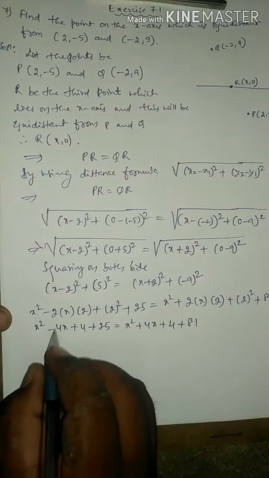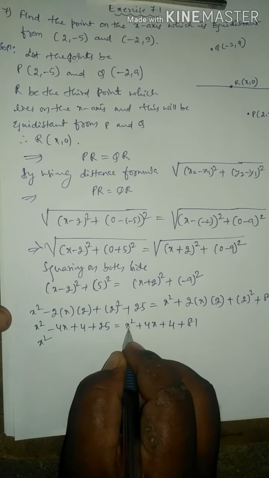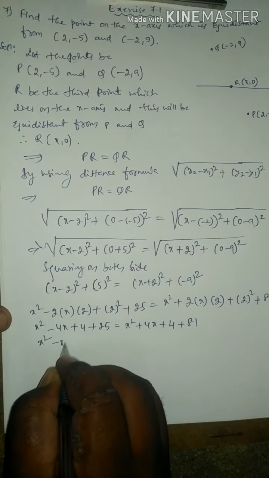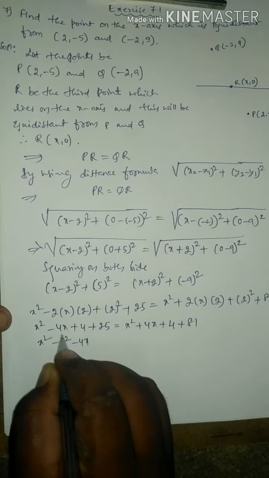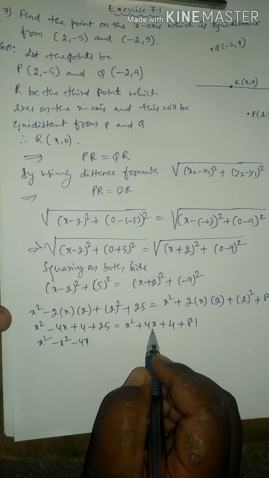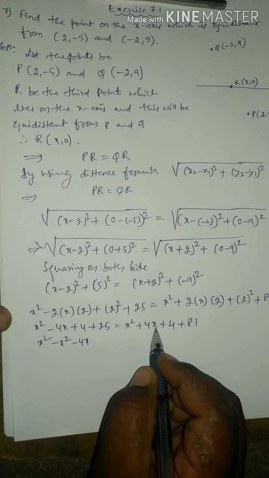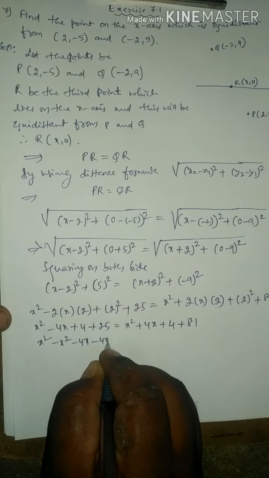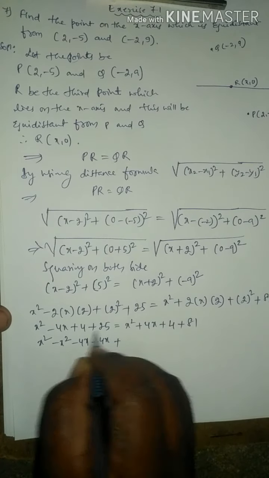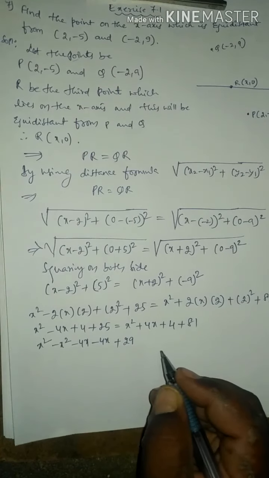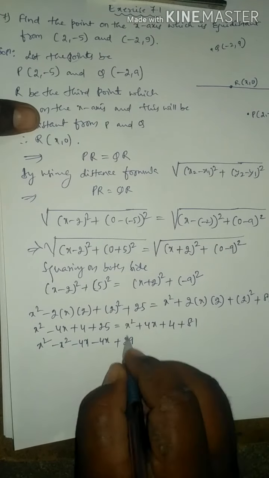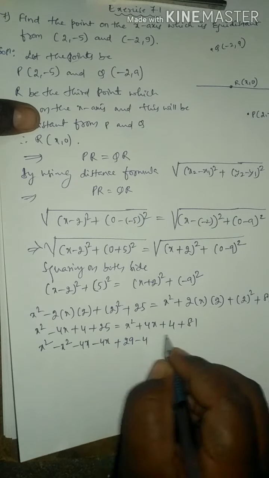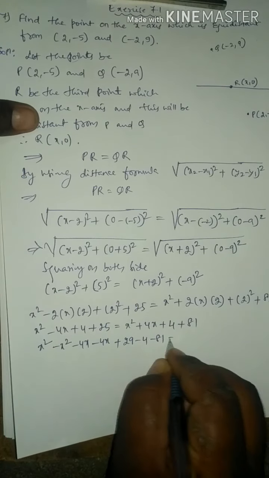So here this x square you have to transpose from RHS to LHS. It will become minus x square. Minus 4x, this one I wrote as it is. Here plus 4x is there in the RHS. If you transpose plus 4x from RHS to LHS, it will become minus 4x. Here plus 4 plus 25, 29. Now this 4 you have to send this side, minus 4. This 81 you have to transpose to the LHS, it will become minus 81. This is equal to 0.